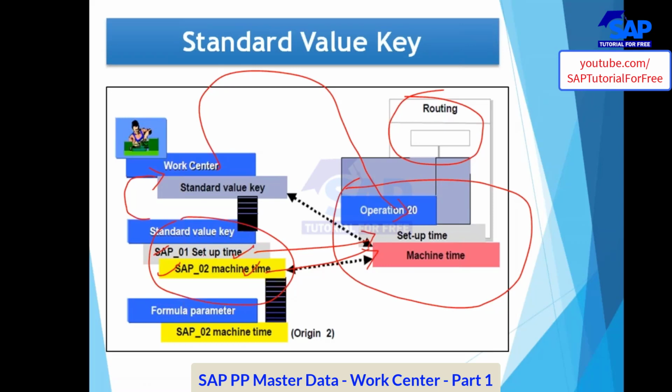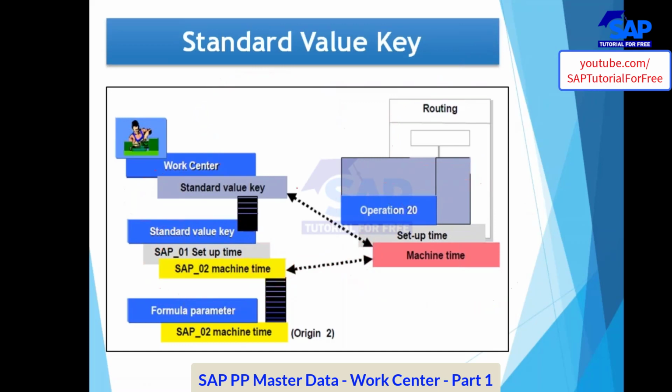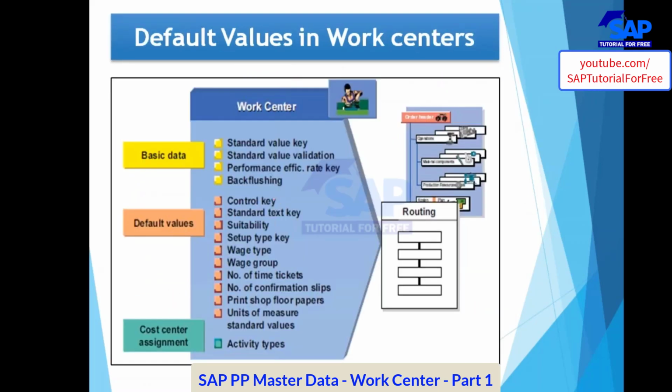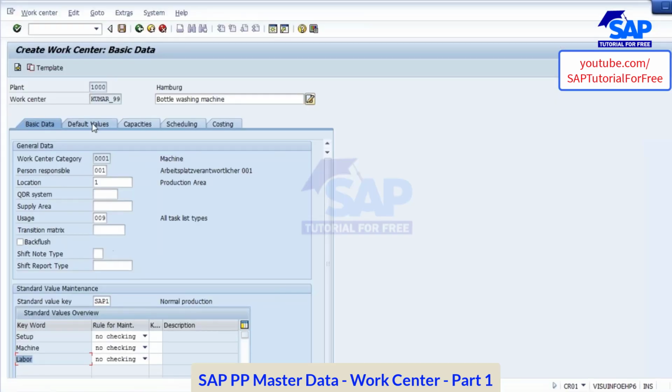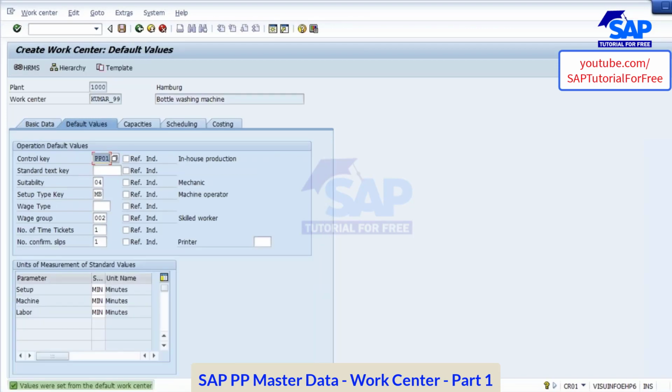Okay, so this is how your standard value key is configured in the system. Now the next one will be default values in work center. When we go to the next tab, the basic data tab, now go to the default values tab. Here all the default values, control key we will discuss tomorrow, what is this control key and what is the importance of this.